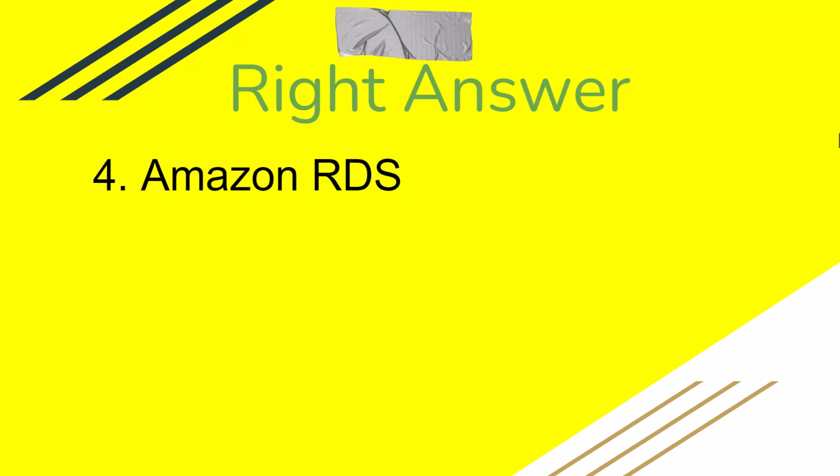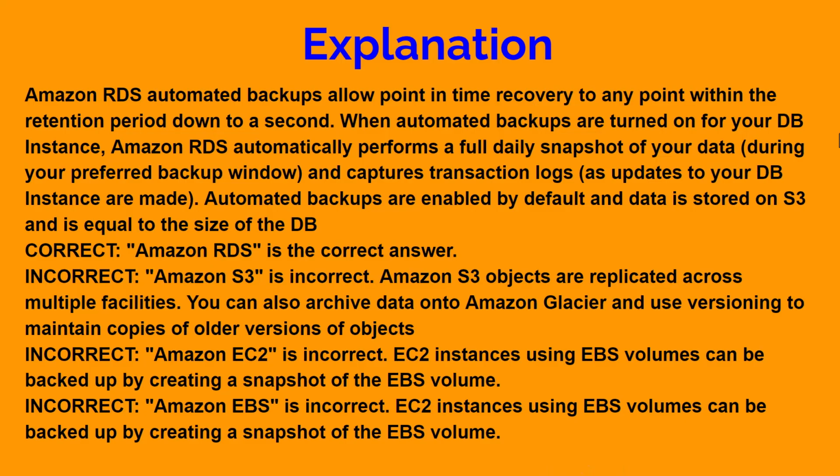Right answer is 4. Amazon RDS. Explanation. Amazon RDS automated backups allow point-in-time recovery to any point within the retention period down to a second. When automated backups are turned on for your DB instance, Amazon RDS automatically performs a full daily snapshot of your data, during your preferred backup window, and captures transaction logs, as updates to your DB instance are made.